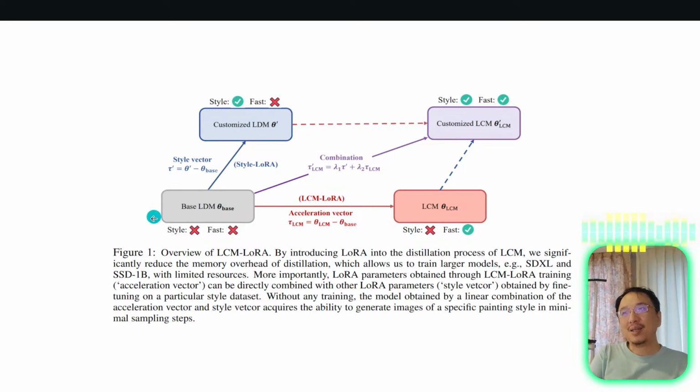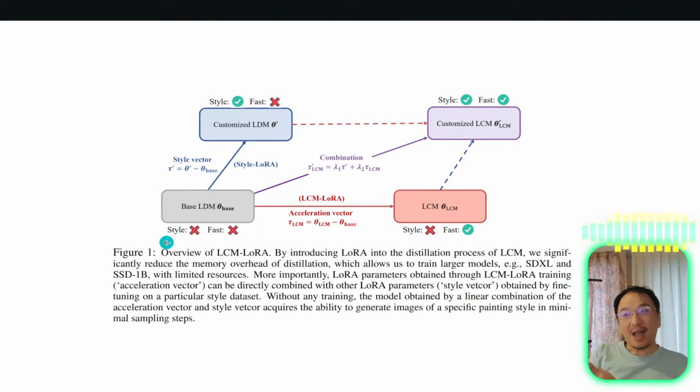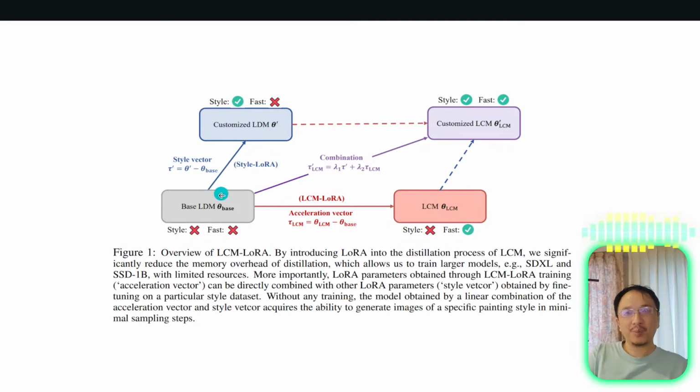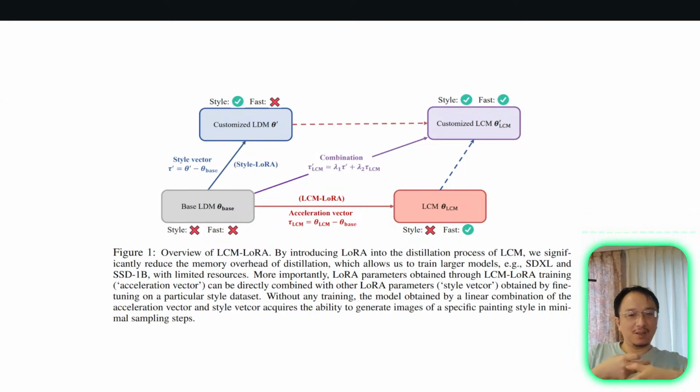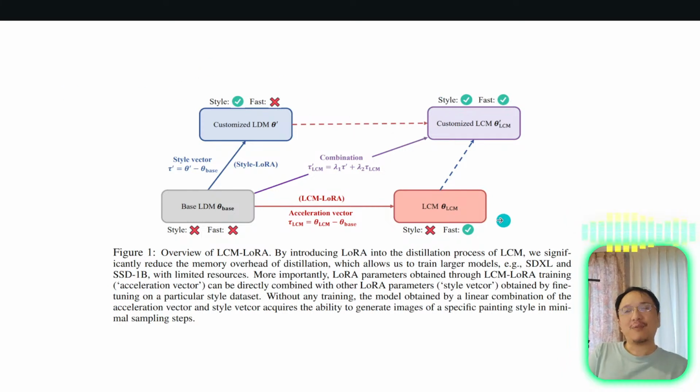it simply shows that the original latent diffusion model, the base model, is not styled and it's not fast. But if we are using LCM, of course it is fast, but it is not styled. If we are using a customized LDM, it is styled but not fast. But if we are training it with LoRa, because LoRa can work with each other, we can stack the LoRa to each other. So if we stack a LCM LoRa with a customized LoRa, together we can get a customized LCM.